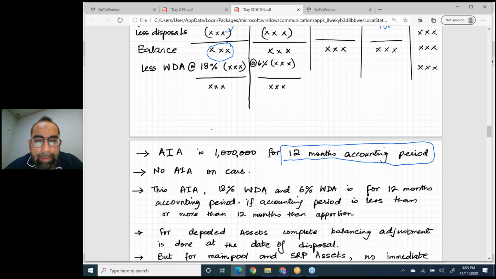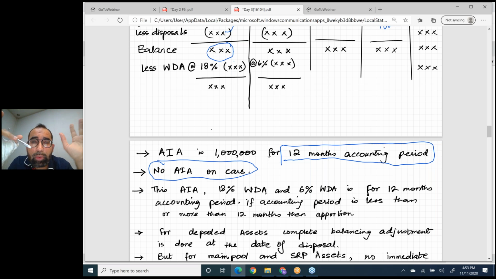Sorry. Now, one very important thing: strictly, no AIA on cars. The UK government is not motivating you to buy cars. So strictly no AIA on cars.